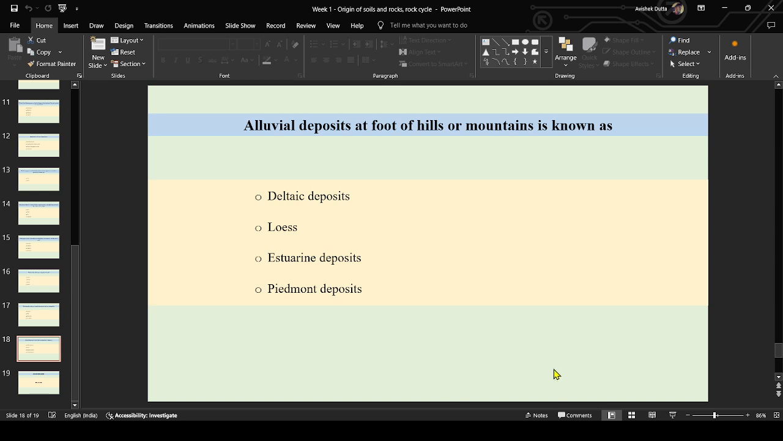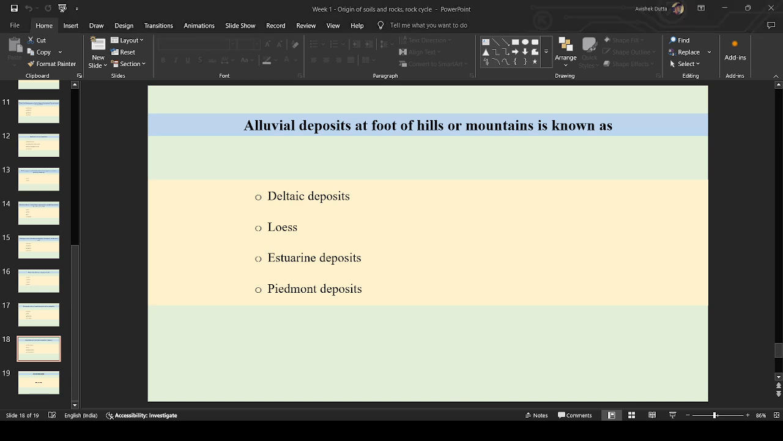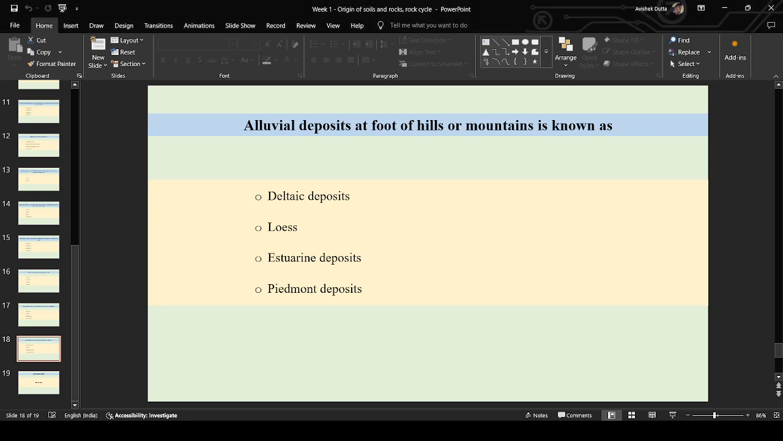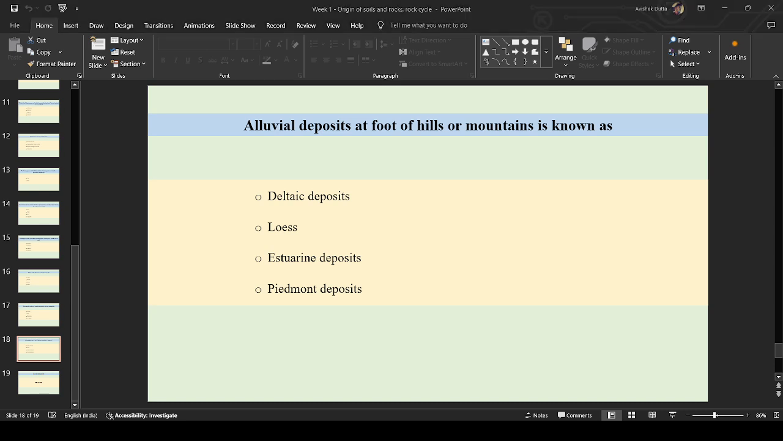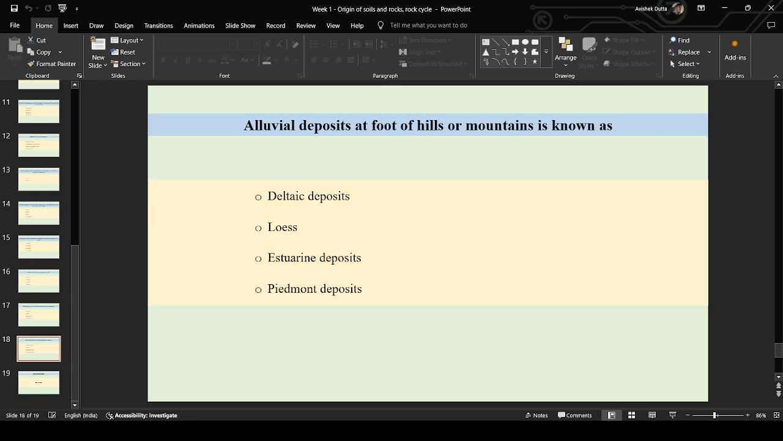I repeat the question. Alluvial deposits at foot of hills or mountains is known as. The options are deltaic deposits, loess, estuarine deposits, or piedmont deposits.